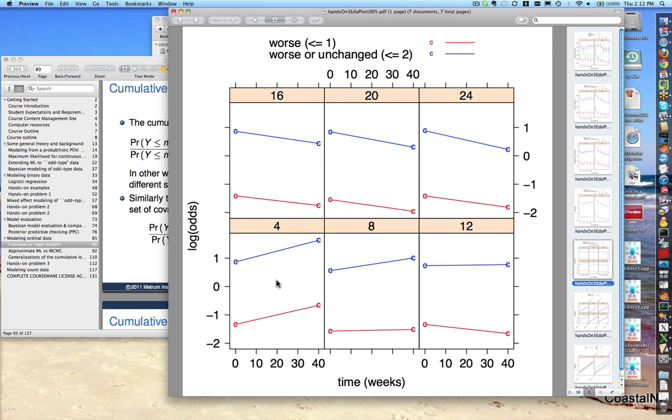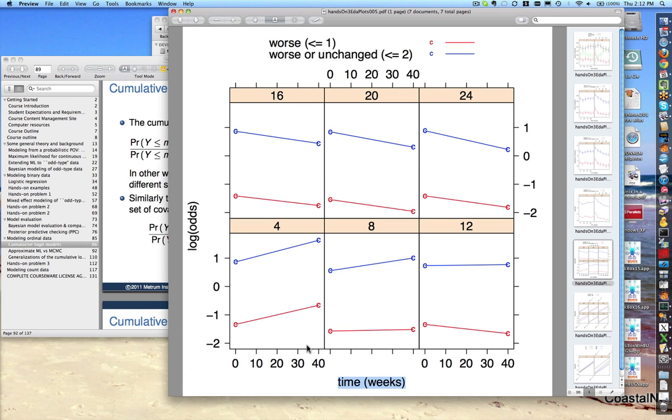Similarly, here I've just taken the same data and turned it around a different way. Again, I'm looking at log odds on the y-axis and time on the x, but now the panels I've broken out are for the different... Oh, you know what? This is mislabeled. Sorry, this should be dose. I need to fix that in the scripts. Anyway, this should be dose on the x-axis.